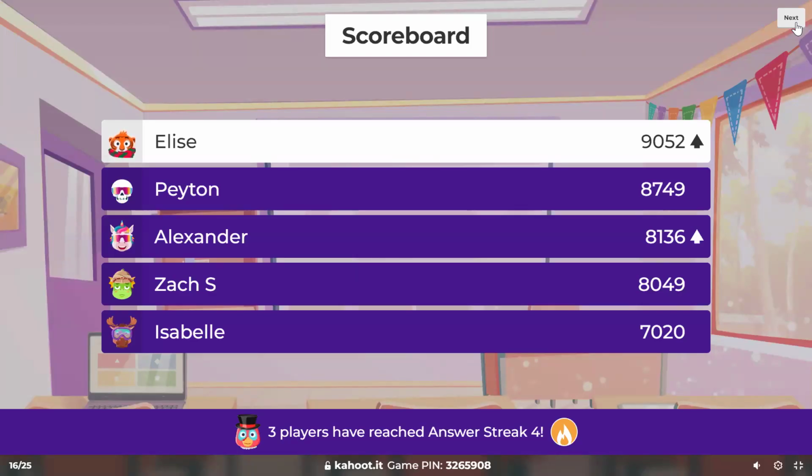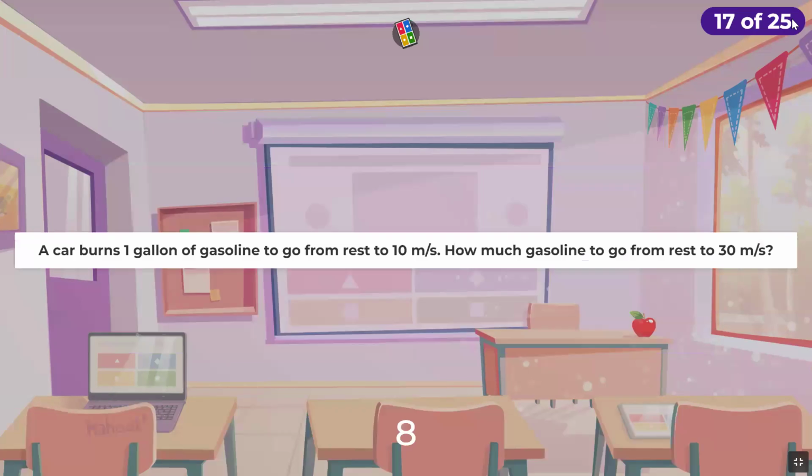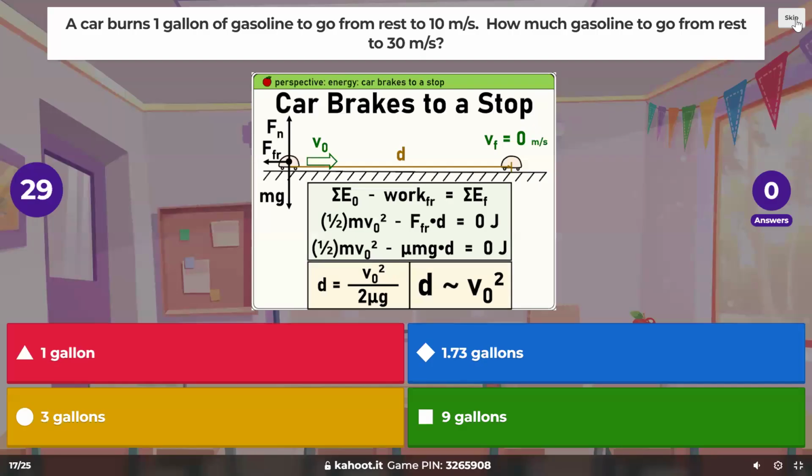Isabel, Zach, Alexander, Peyton, Elise. A car burns 1 gallon of gasoline to go from rest to 10 meters per second. How much gasoline to go from rest to 30 meters per second, which is 3 times the speed? Let me help you out. 3 times the speed is how many times the energy? Kinetic energy is 1/2 mv squared. If you triple the speed and square that, that's 9 times the energy.